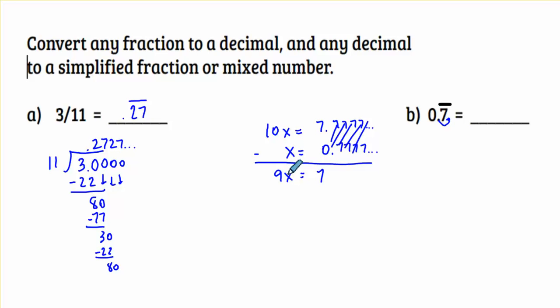And now we just have a one-step equation. We need to isolate this equation for x. In other words, we need to get rid of this 9 that's being multiplied. So we divide both of them by 9, and I'm left with this fraction here, which we can't simplify, and so our final answer here is 7/9.